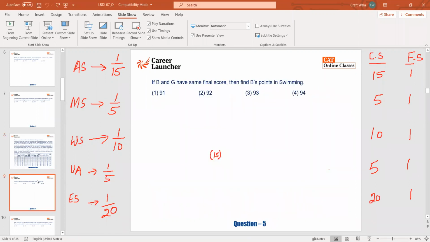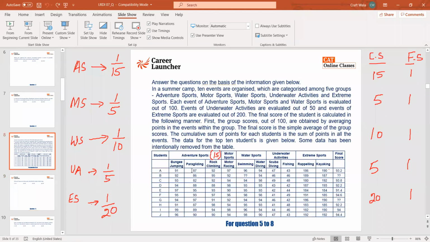Question number 5. If B and G have the same final score, find B's points in swimming. Now B and G have the same final score, so let's first calculate it, because this 15 one, both are actually the same thing.